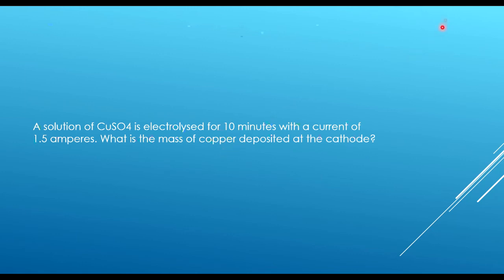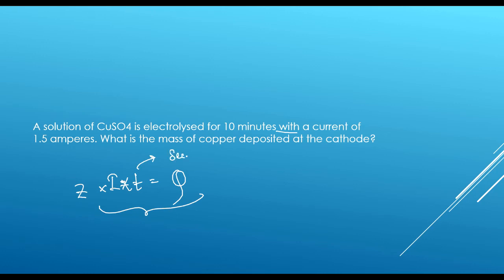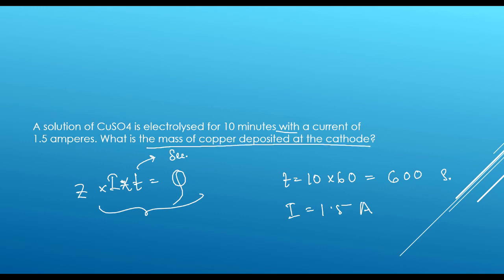A solution of copper sulfate is electrolyzed for 10 minutes with a current of 1.5 ampere. Whenever we use the equation I into T is equal to Q, or Z into I into T is equal to Q, always put the time value in seconds. 10 minutes means 10 into 60, that is 600 seconds. What is the mass of the copper deposited at cathode?